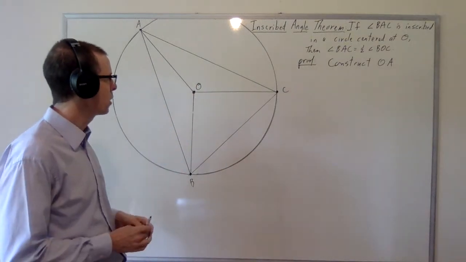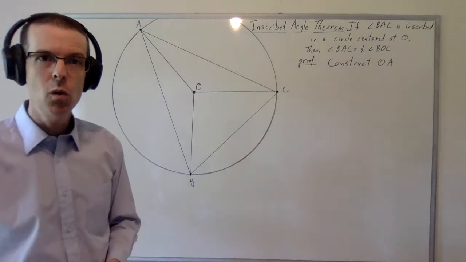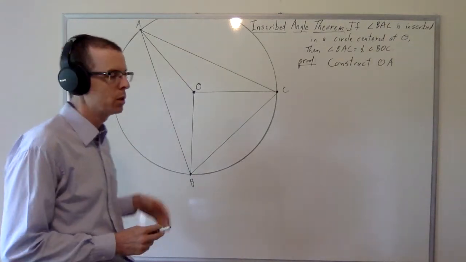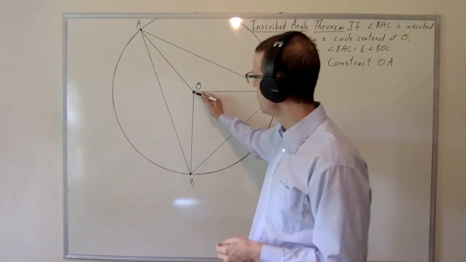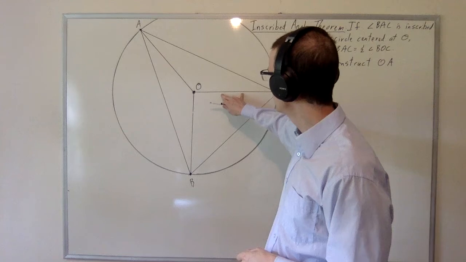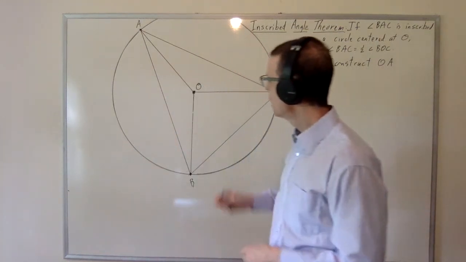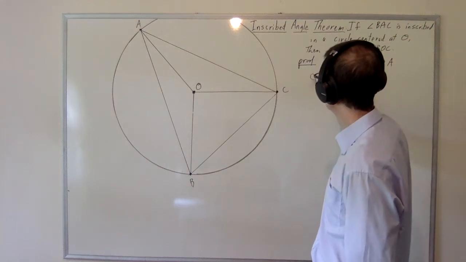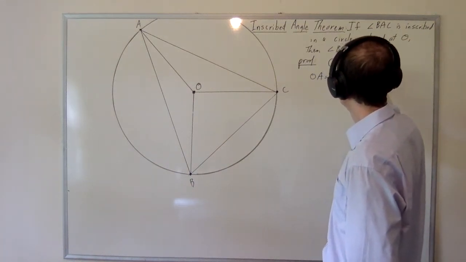What else do we see in this diagram? What other lengths look to be equal? OC and OB look to be about equal. Is there any particular reason why OC and OB should be equal? Well, sure. This is the center of the circle, and these are points on the circumference of the circle. So that makes this a radius, and that makes this a radius. And for that matter, this is a radius too. And so all of these are equal. So let's assert that OA equals OB equals OC.